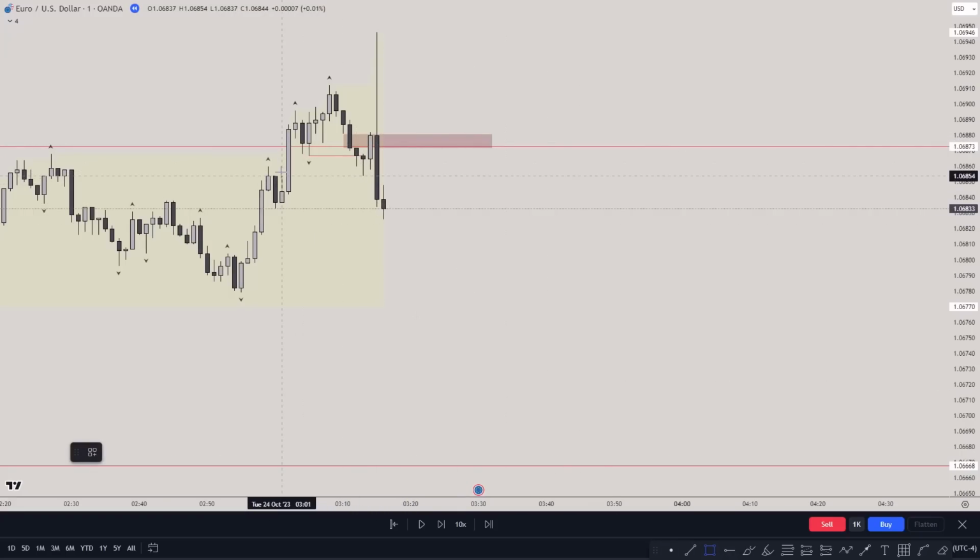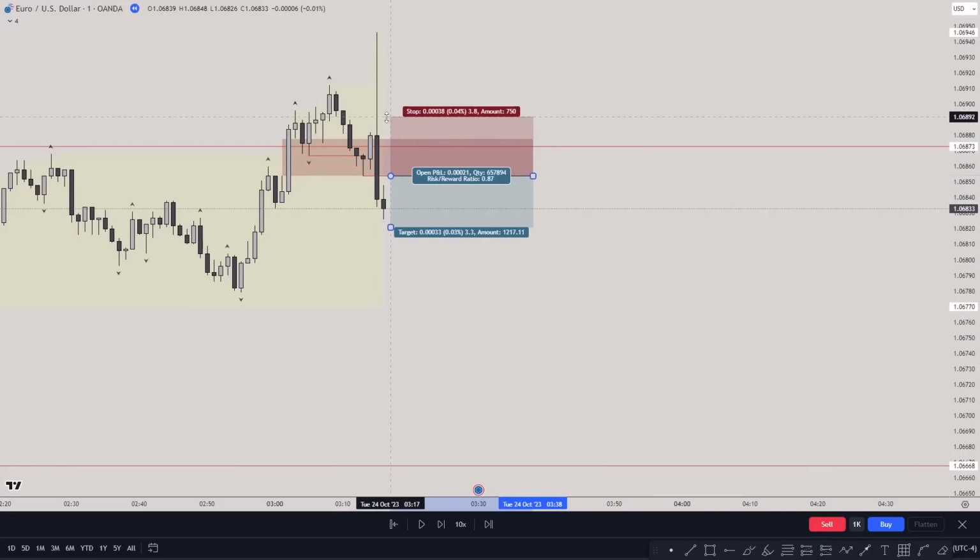So the inverse fair value gap is right here. This one, I'll be removing this. Inverse fair value gap is right here, and we have a mitigation block right here, and there is the fair value gap, also another fair value gap. So three things are aligning with each other. I'll be entering from here.